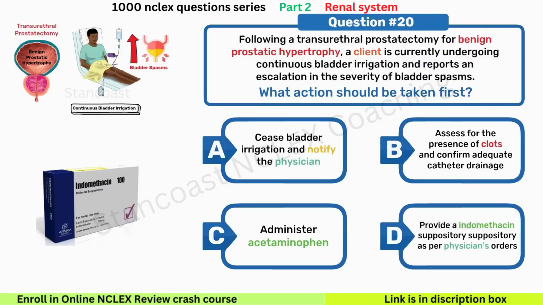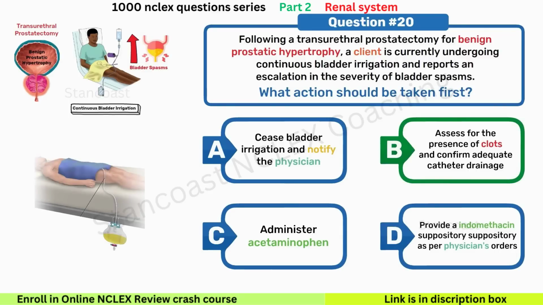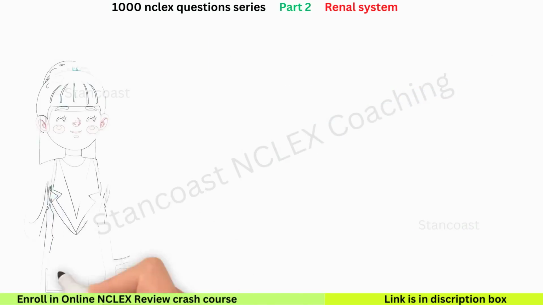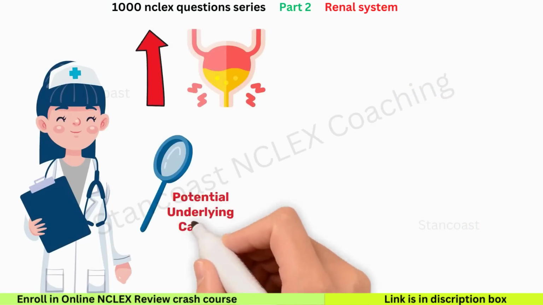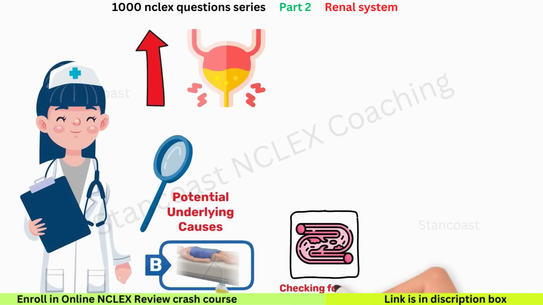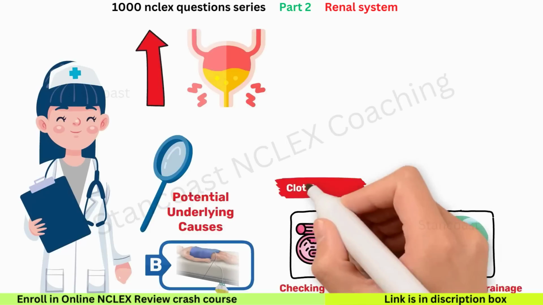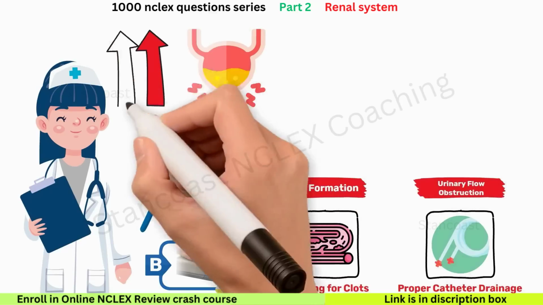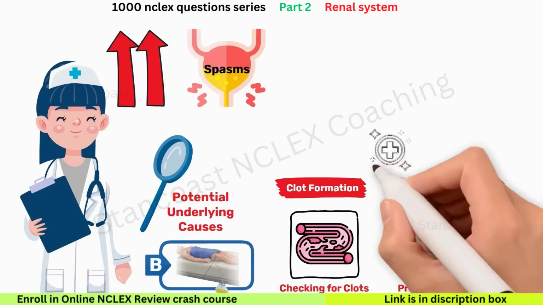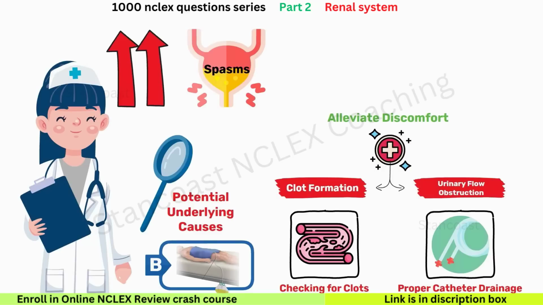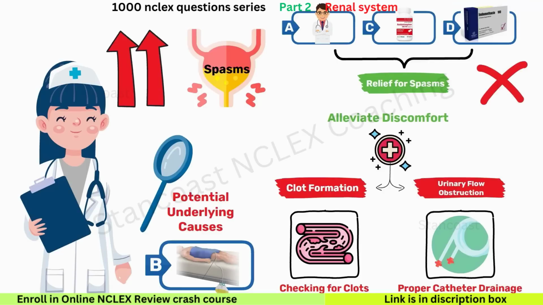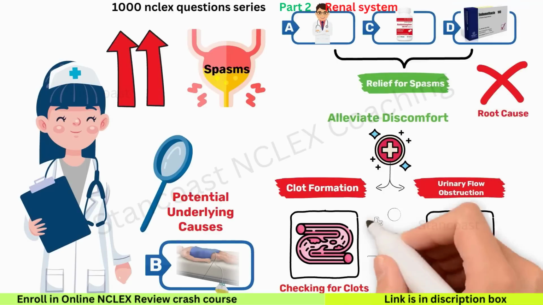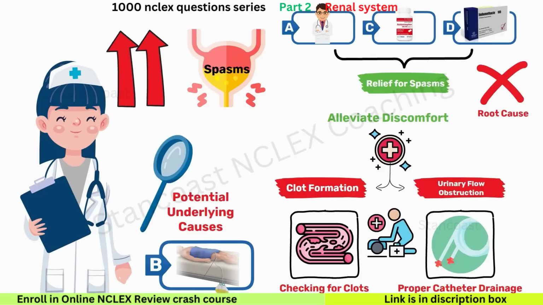The correct answer, B. Assess for the presence of clots and confirm adequate catheter drainage. Prior to addressing the increased bladder spasms, it is imperative to identify potential underlying causes. Option B entails checking for clots and ensuring proper catheter drainage, as clot formation or urinary flow obstruction can exacerbate spasms. Promptly addressing these issues can alleviate discomfort and mitigate complications. Options A, C, and D may offer relief for spasms, but they do not address the root cause. Therefore, the primary intervention is to assess for clots and confirm proper catheter drainage.